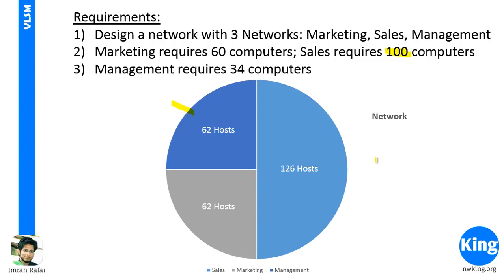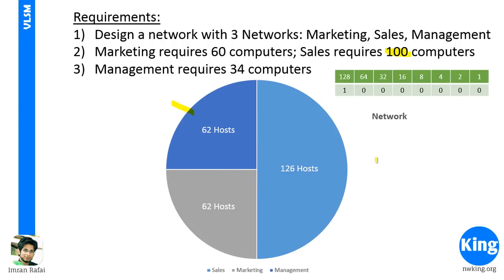How do you do that? First, take the highest requirement. So highest requirement is 100 computers. Take your magic table, see how many bits you need to borrow for 100 hosts. So we borrow 1 bit. Can we borrow 2 bits? So the minute we go to 2 bits, block size becomes 64. 64 means you only have 62 valid hosts, but we need 100 hosts, so we have to stay at one bit borrowing.